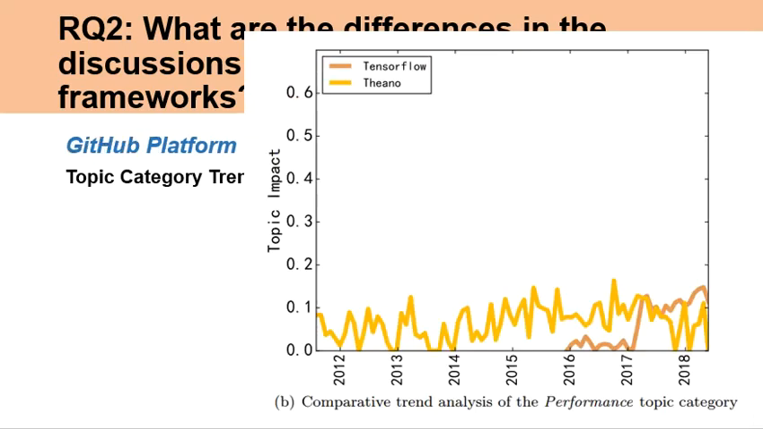This is the comparison of the topic trend at the topic category level on the GitHub platform across different deep learning frameworks. The performance topic category is only distributed in TensorFlow and Theano. Its impact was relatively small during 2016 to 2017 for TensorFlow, while it presented a sharp increase after January 2017.